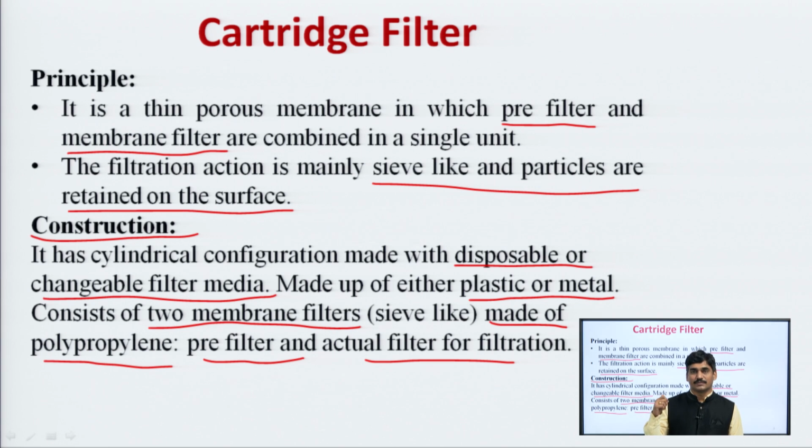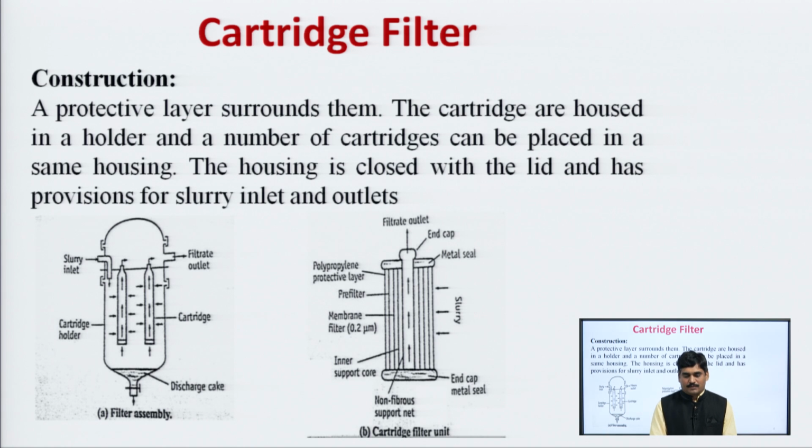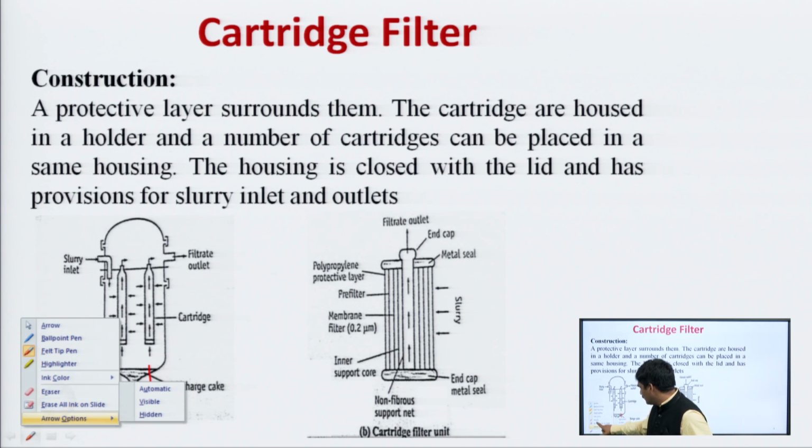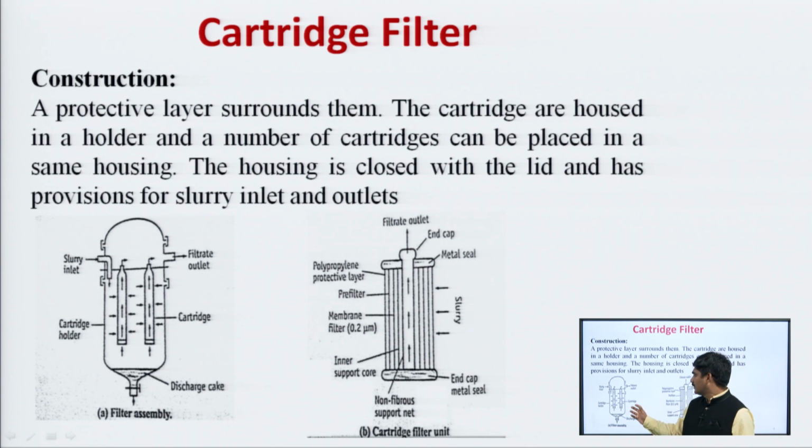The cartridge filter consists of these two different types of filters. Now, a protective layer surrounds this cartridge filter. As explained in the previous slide, the shape of the cartridge filter is cylindrical. This is known as the cartridge holder. In that cartridge holder, the cartridge filter is fitted.